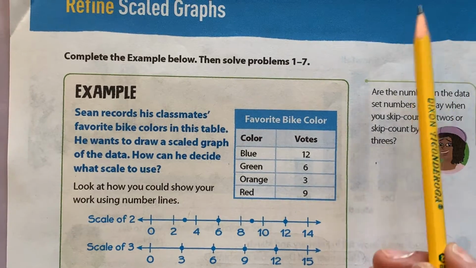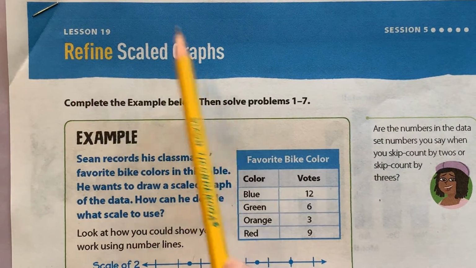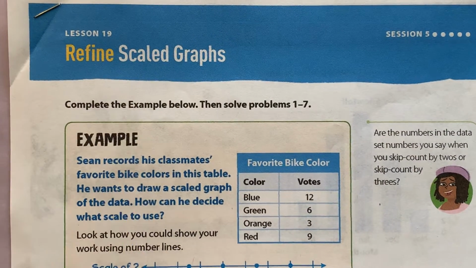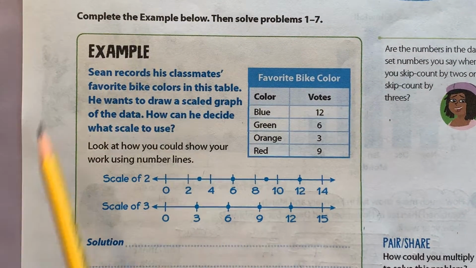So notice that when we get to session 5, it is refining scaled graphs. In other words, you start working on your own and then we figure out what you still need to learn and what we need to fix. So when you get started today, let's go ahead and look at our example.